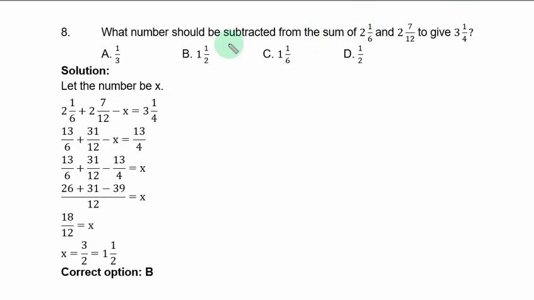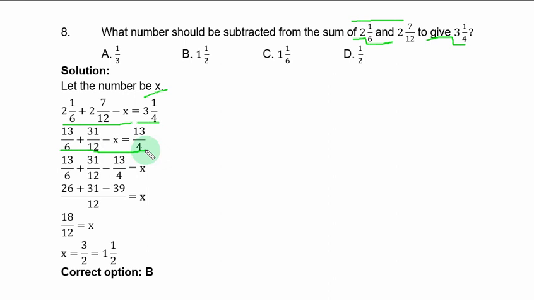Question 8. What number should be subtracted from the sum of 2 whole number 1/6 and 2 whole number 7/12 to give 3 whole number 1/4? Let that number be s. So the first two fractions, if you add them together and subtract s from it, it is equal to the third fraction. So if you convert the mixed fractions to improper fractions, you have this result.